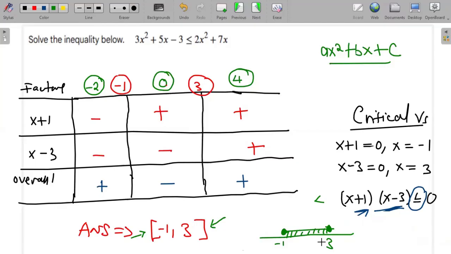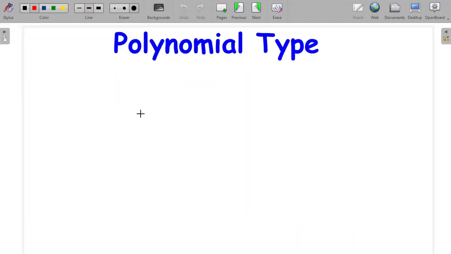So any questions there on the quadratic inequality, on how to solve it? Okay, if there are no questions, we move to the next one. The next one is supposed to be the polynomial type. So now let's look at the polynomial type.